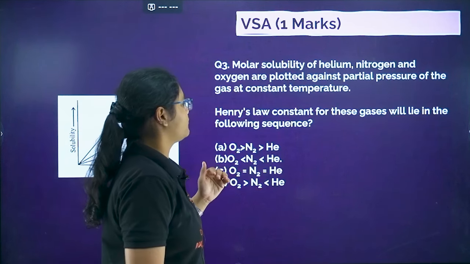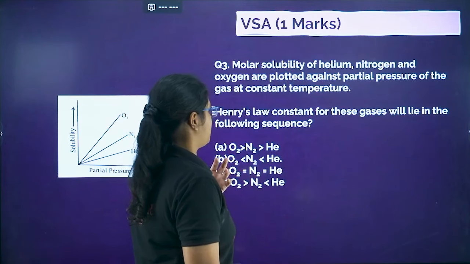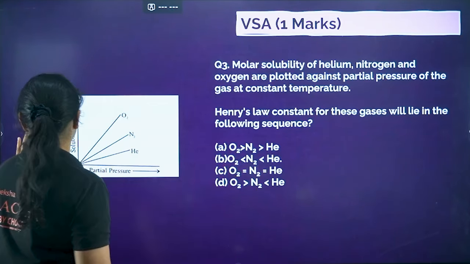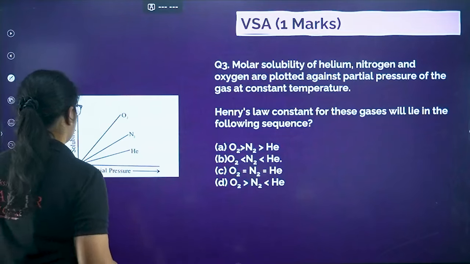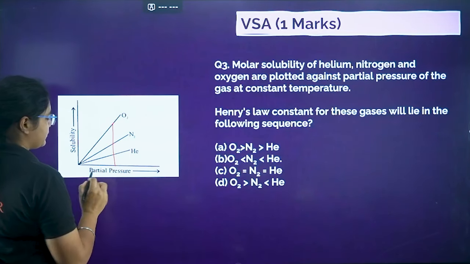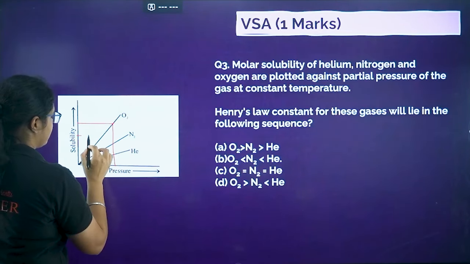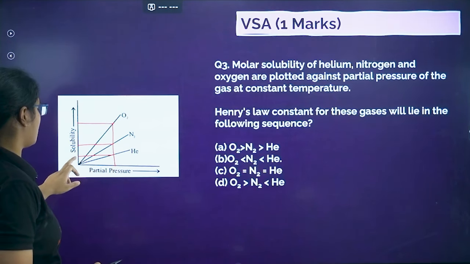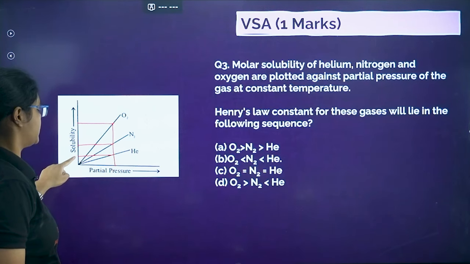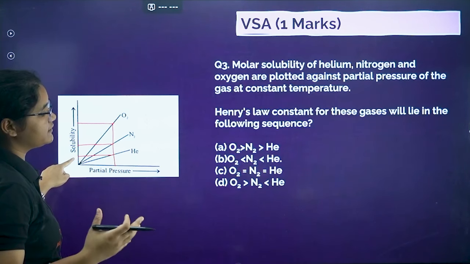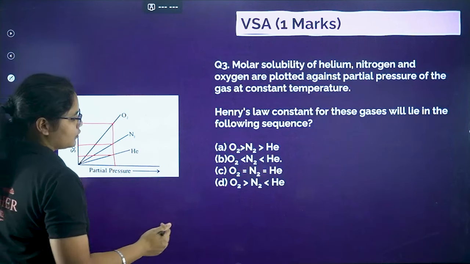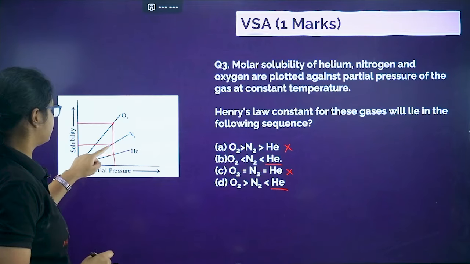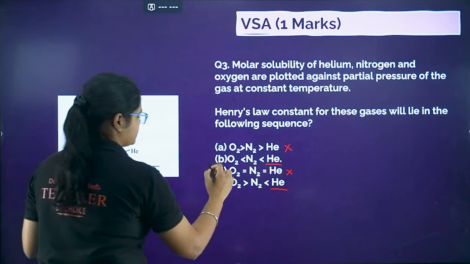Next, molar solubility of helium, nitrogen and oxygen are plotted against the partial pressure. Henry's law constant of these gases will lie in the following sequence. So you can see here, at a particular pressure you can see the solubility, and you can see that the solubility of helium is the least here. So that means the KH value, Henry's law constant, will be highest for helium, so that is in this option, and in this option this is not there. Next, I think after that it should be N2, and last should be O2, so option number B is the correct answer.